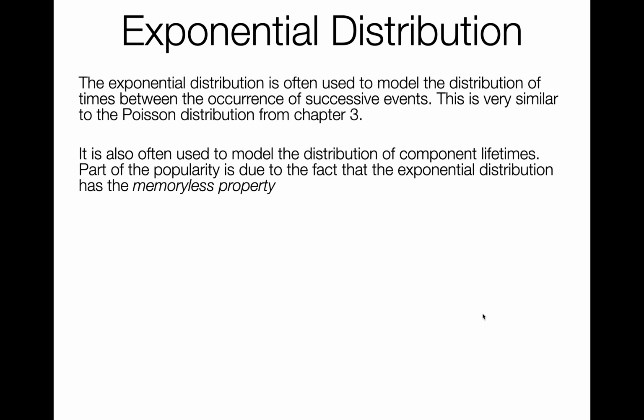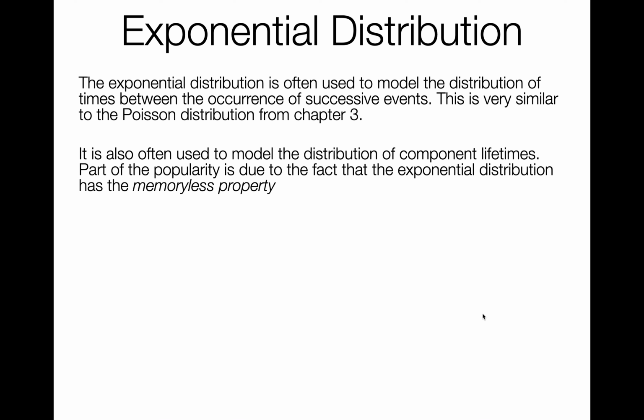It's also often used to model the distribution of component lifetimes. So, components of a car or something else, components of a machine. You're often interested in how long that component is going to last until you need to replace it again, and we can use the exponential distribution to do so. Part of the popularity in measuring component lifetimes is due to an important property that we need to discuss. That property is called the memoryless property.